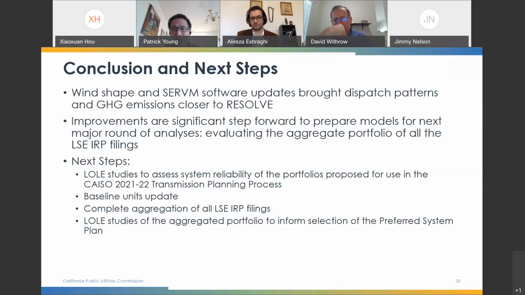We are still working on aggregating the LSE filings that were submitted in September. So that work needs to be completed. And once all of that is ready, then we will be ready to conduct LOLE studies of the aggregated portfolio, and that should inform selection of the preferred system plan next year. With that, concluding my presentation, and I'll take any questions.